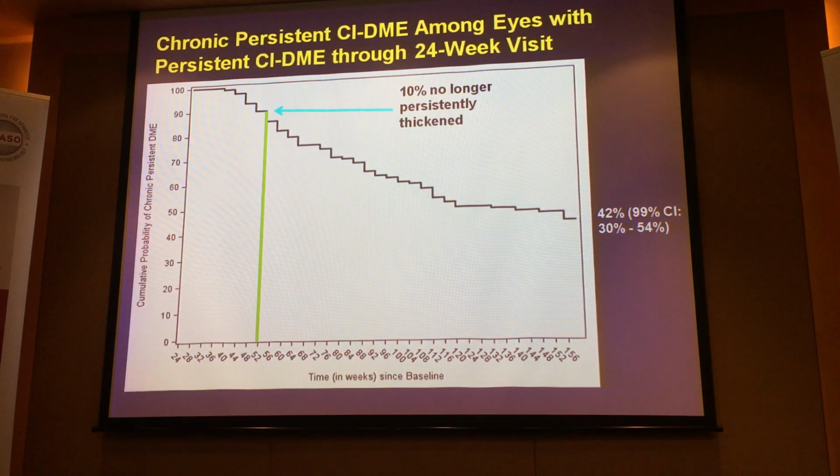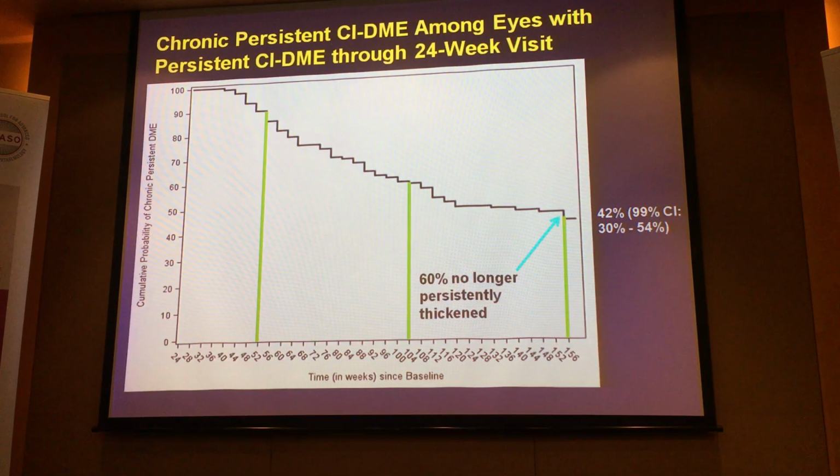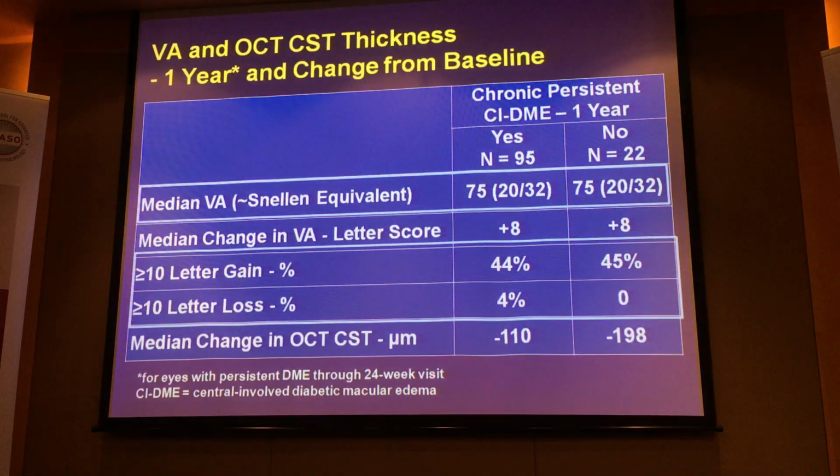10% no longer taken at 1 year. By 2 years, 40% no longer taken. Meaning that if you treat them long enough, more and more of the macular edema will disappear. And all this time, their visual acuity did not suffer. That's the learning point from protocol I.